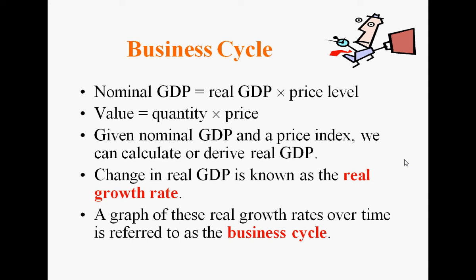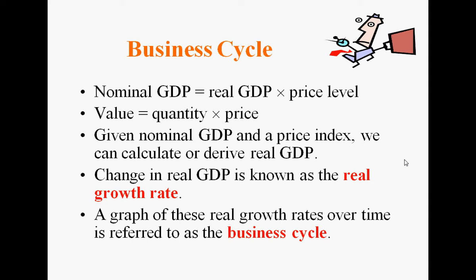So given nominal GDP, if we know the number, and some sort of price index, something that tells us what's happened to prices over the past 12 months, whatever it is, we can construct or derive real GDP. We can see how much of the increase or change in nominal GDP is actually due to changes in output, is due to real changes, is not simply as a result of changes in prices. So change in the real GDP is known as the real growth rate, and it's changes in the real growth rate that make up the business cycle.